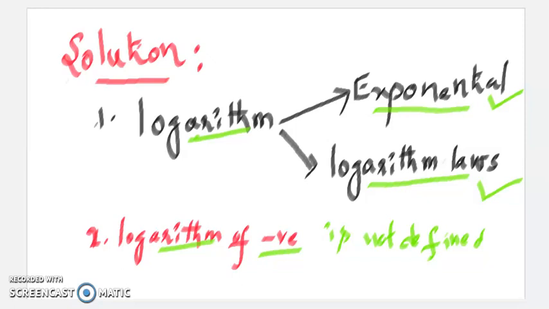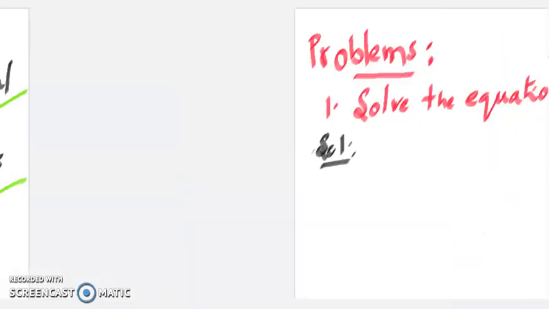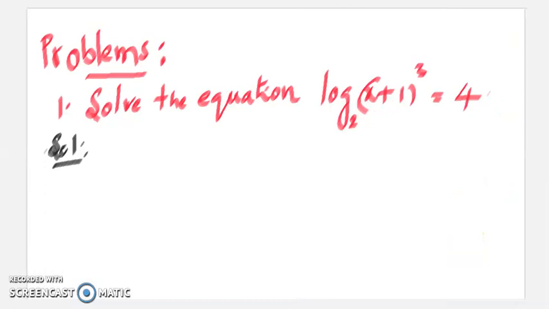Okay, so coming to the problems. First problem: solve the equation log of (x plus 1) whole cube with base 2 is equal to 4. Now start with the solution here. Log of (x plus 1) whole cube with the base 2 is equal to 4, given.